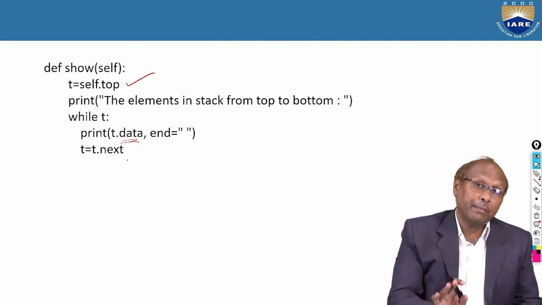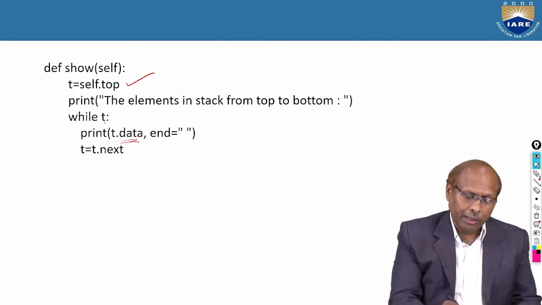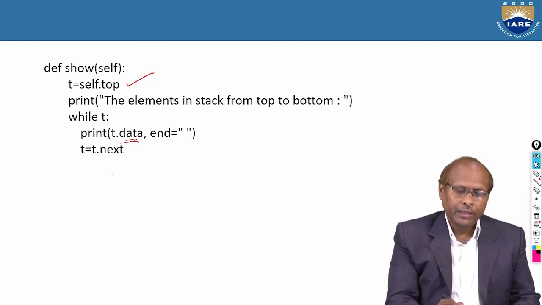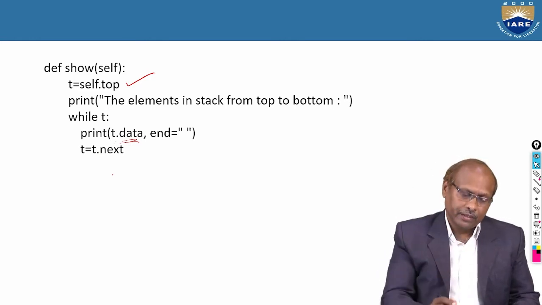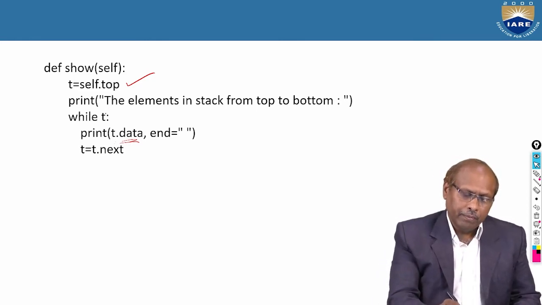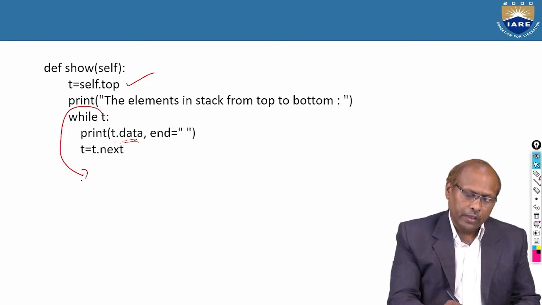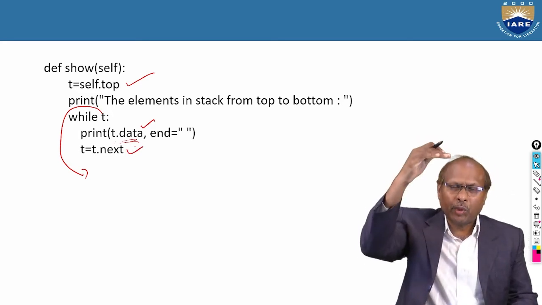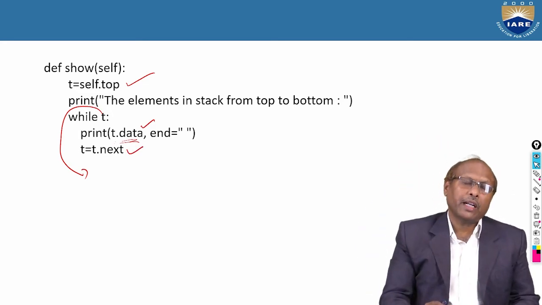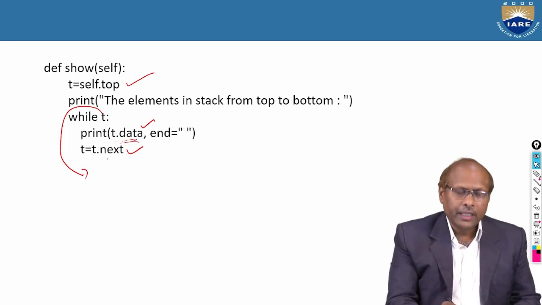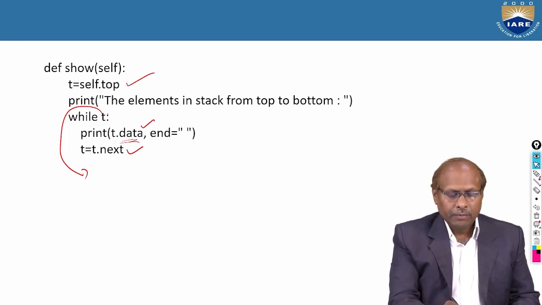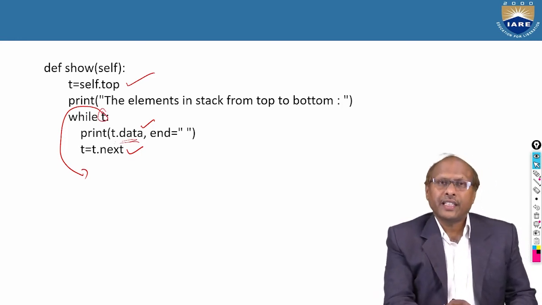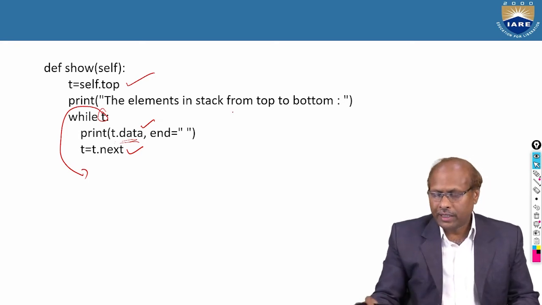But here I am not updating my t, meaning your top. That's why I am making one temporary variable. The temporary variable is updating, so it keeps on going. Whenever t is none, it will stop. If t is not none, every time it will print the data and t will come down, because I am coming from top to bottom. So whenever you come to the bottommost node, that time t dot next is none. So whenever t is none, the loop will terminate.